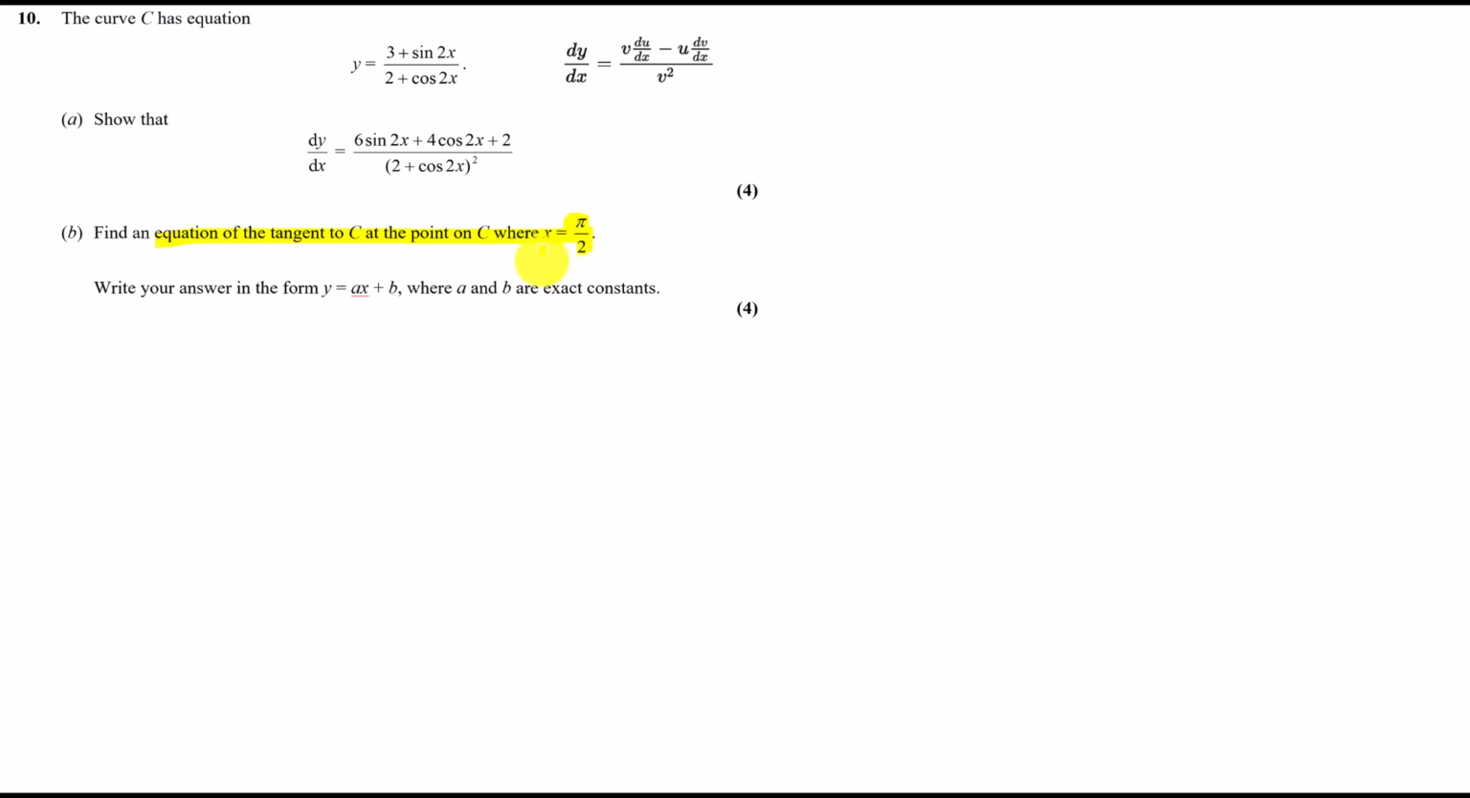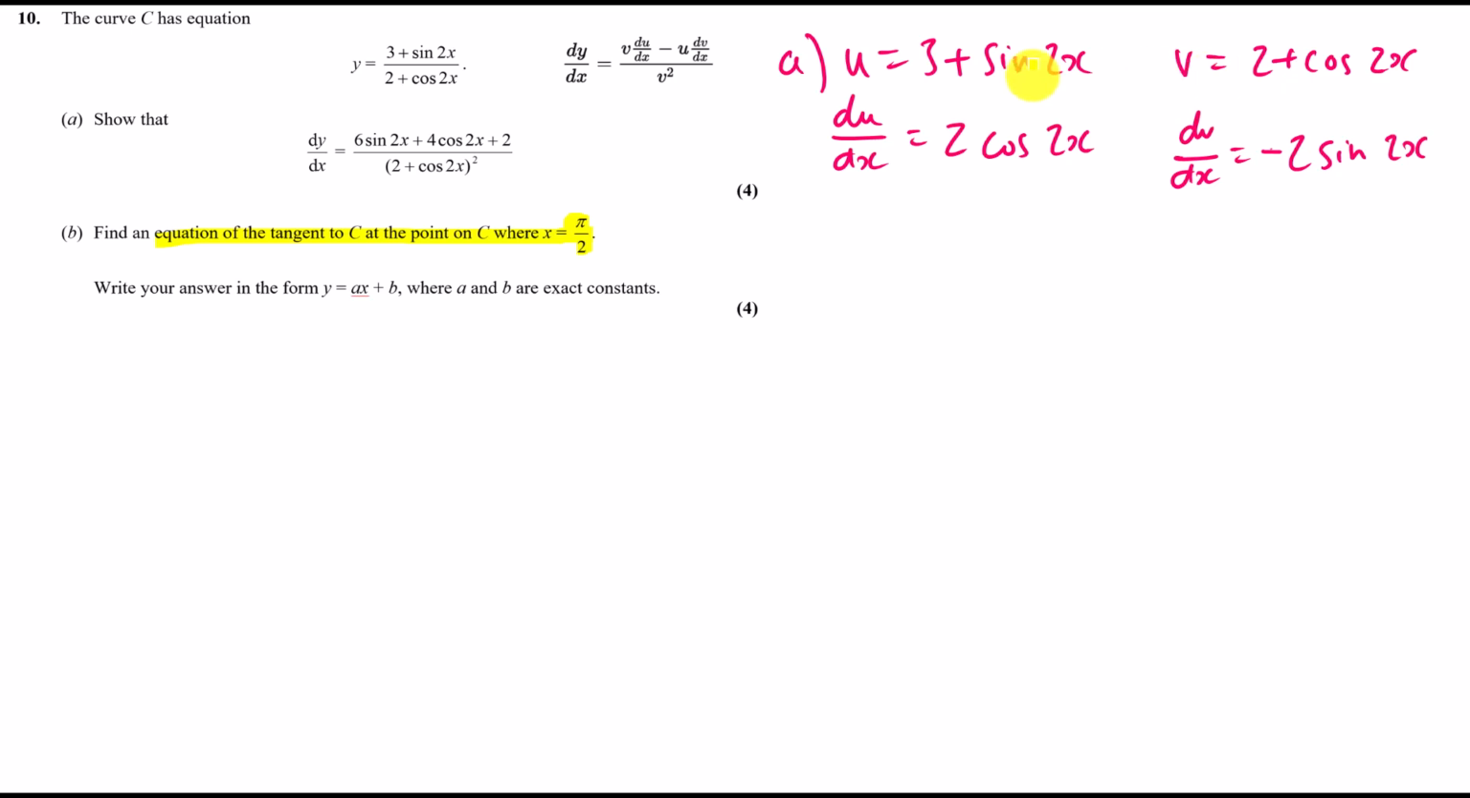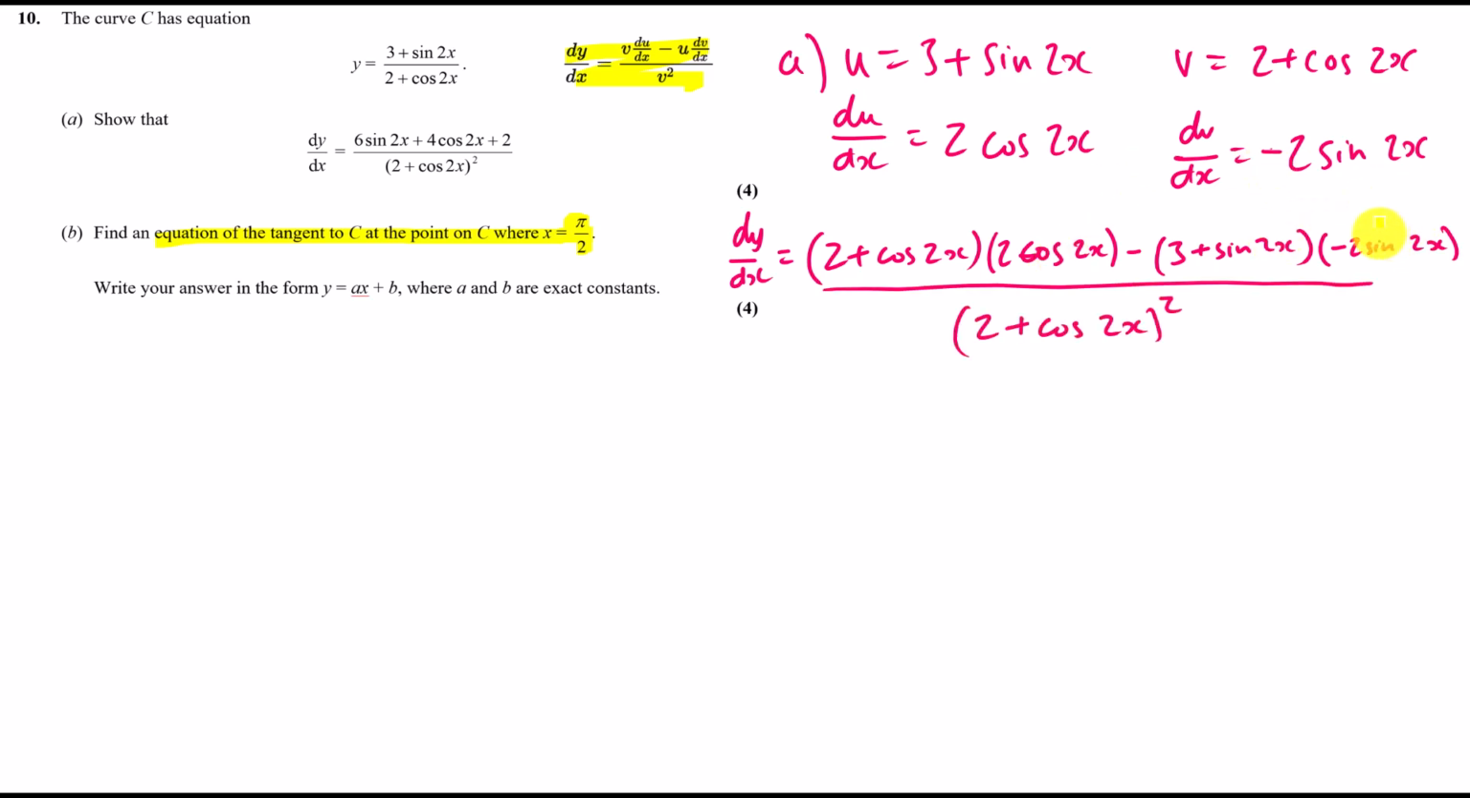Right, I'm going to give you the solution. Set up your u and v. Do your du dx and your dv dx. Using your quotient rule here, be very careful, making sure you have v first times the du dx, then it's u times the dv dx, over v squared.